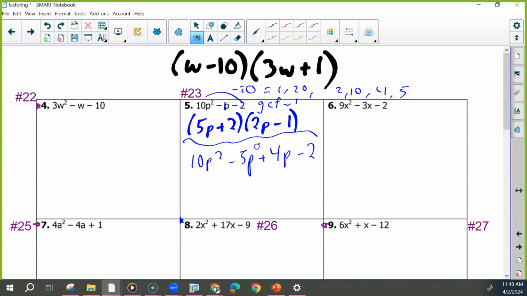And then if we split that down the middle, we'd have 5p, leaving us with 2p minus 1, and then plus 2. So it looks like you're right, Jackson. So 5p plus 2, 2p minus 1 was the correct answer. Okay. Number 6.